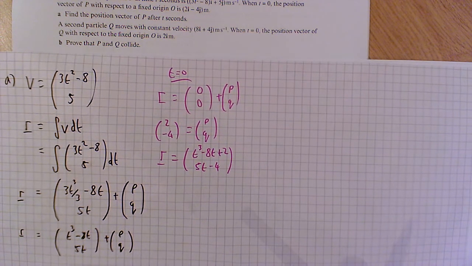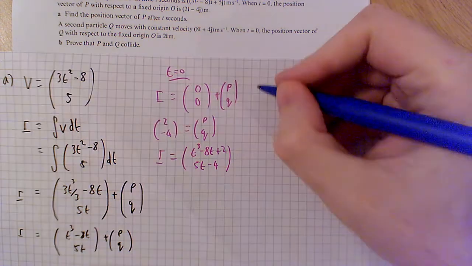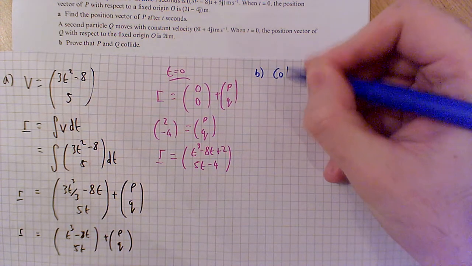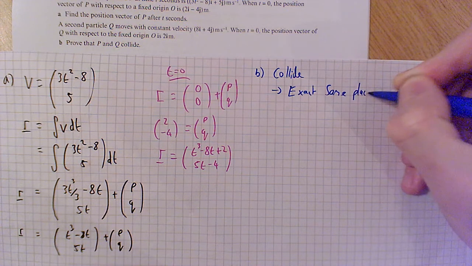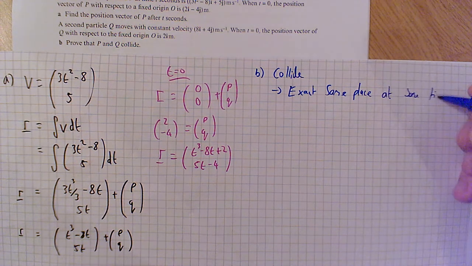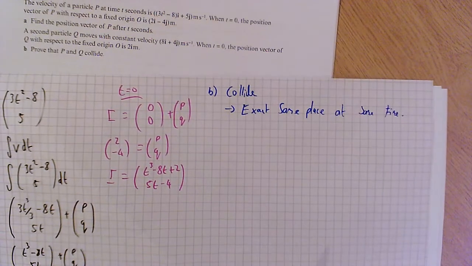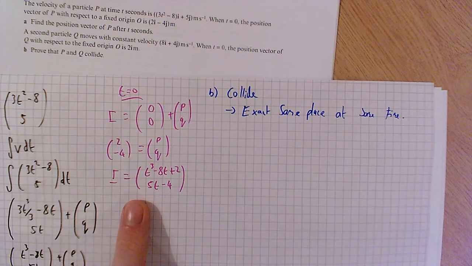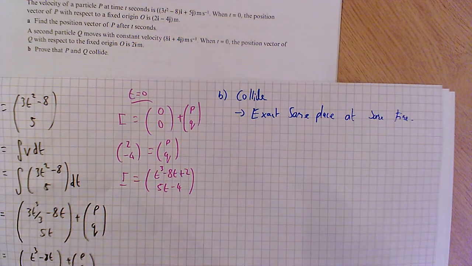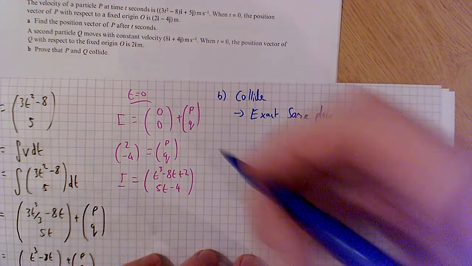Part B tells you about a second particle that has constant velocity, and when t equals 0, the position vector of q with respect to the origin is just 2i. Prove that p and q collide. Okay, so firstly, for two things to collide, we must have that they are in the exact same place at the same time. So for some value of t, I need to have that the i component and the j component on both of them is exactly the same. I've got the position vector r for p here, so I need to find a position vector for q first, and then we can see if we can find a point where they're at the exact same place at the exact same time.